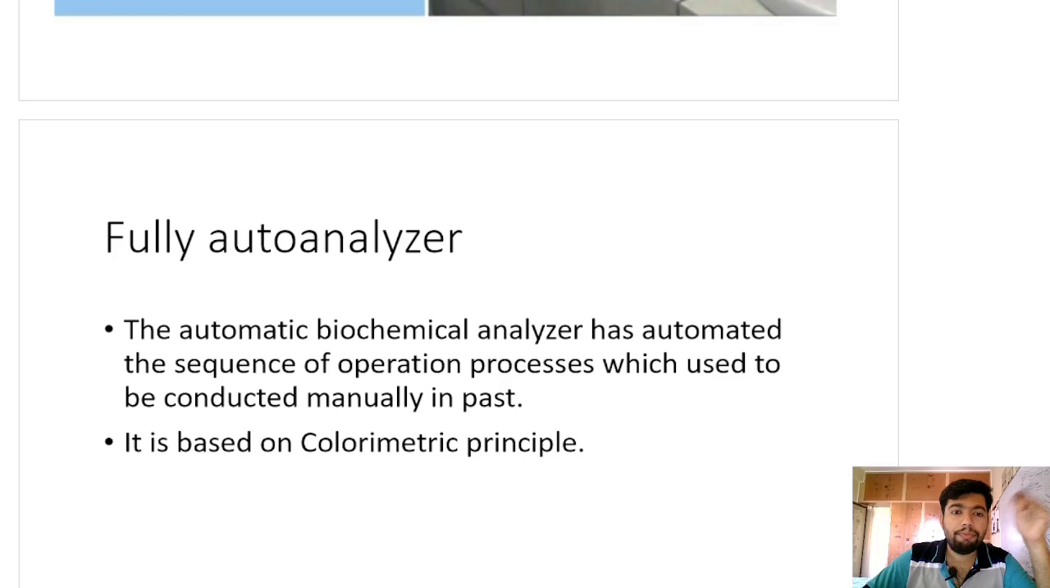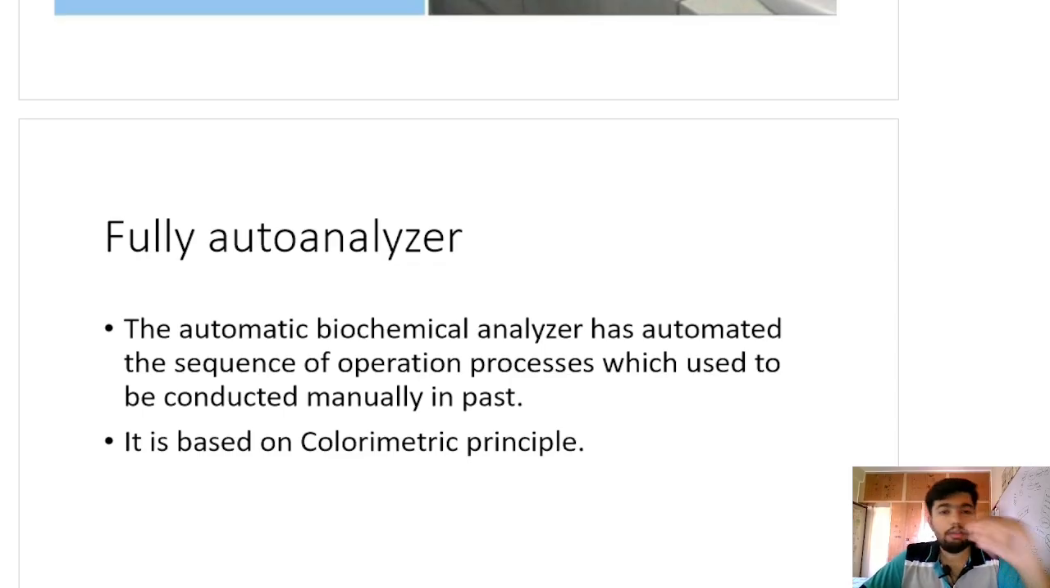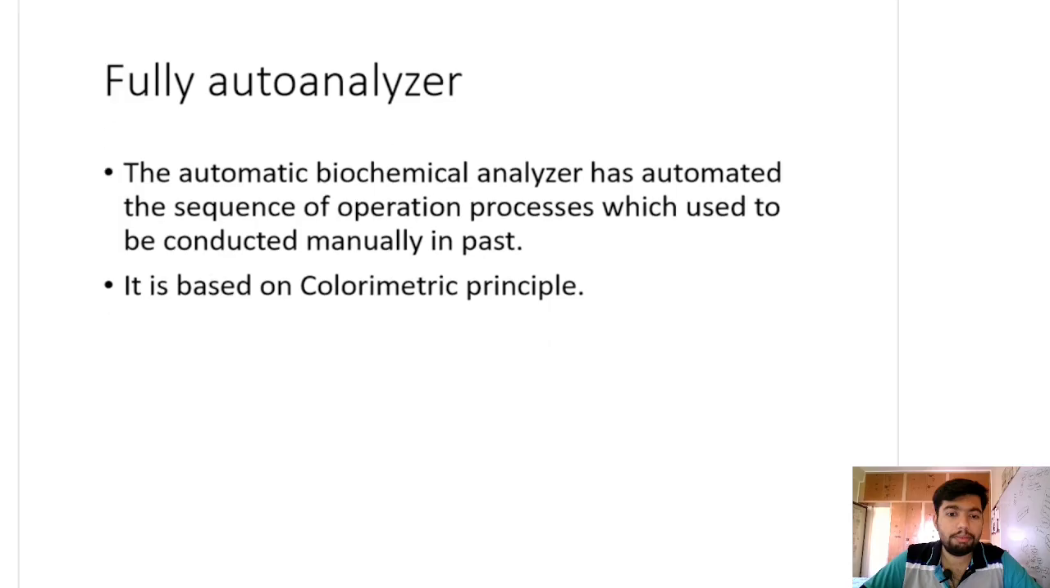We are going to perform some tests manually when we start our colorimetric practical. That colorimetric practical can be asked in your university exam. All of you must do one practical of colorimetry, which is of 35 marks. That is a major exercise. It is based on the colorimetric principle, and the fully automated analyzer also works according to colorimetric principles.